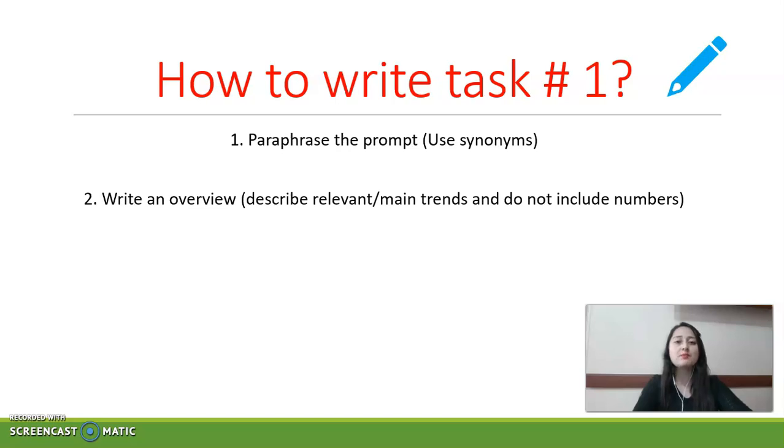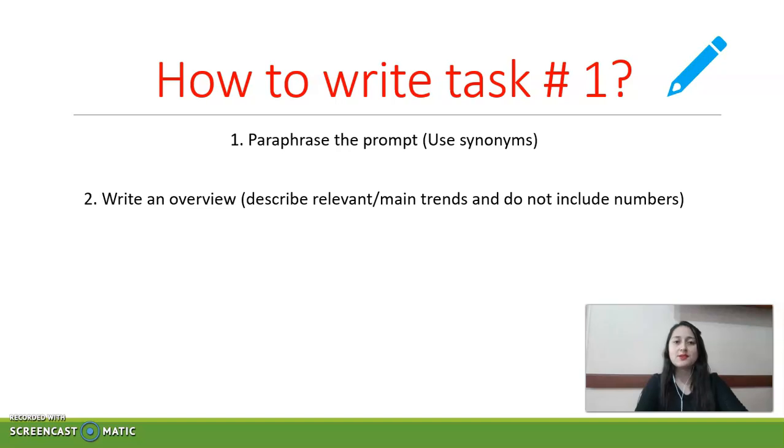Then, we're gonna write paragraph number 3 and paragraph number 4. So for this part, it's really important that you divide the information into 2 parts. For example, you are given a graph about women and men. So you may decide to talk in one paragraph about men, and in the second one you can talk about women, right?